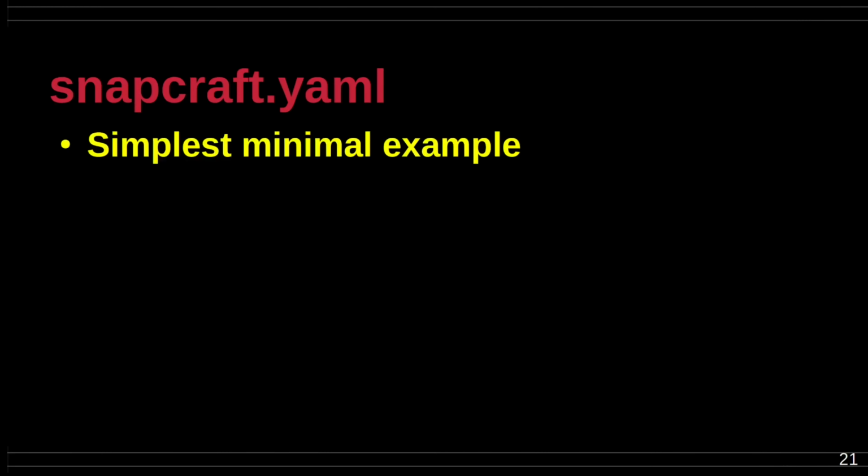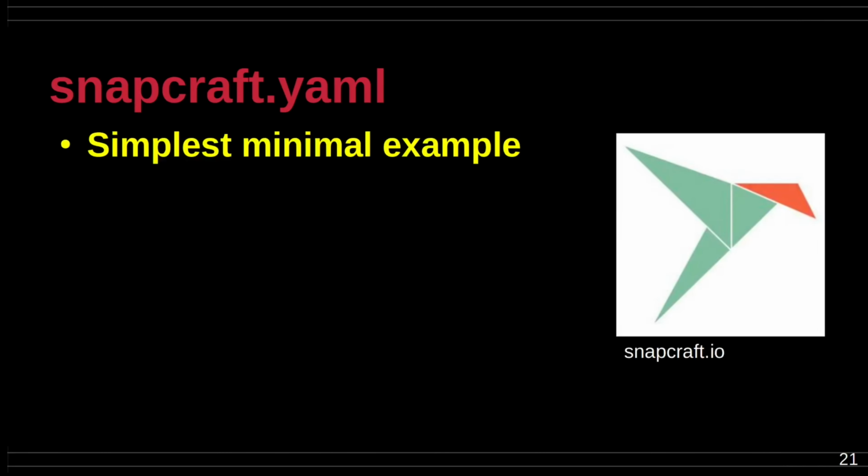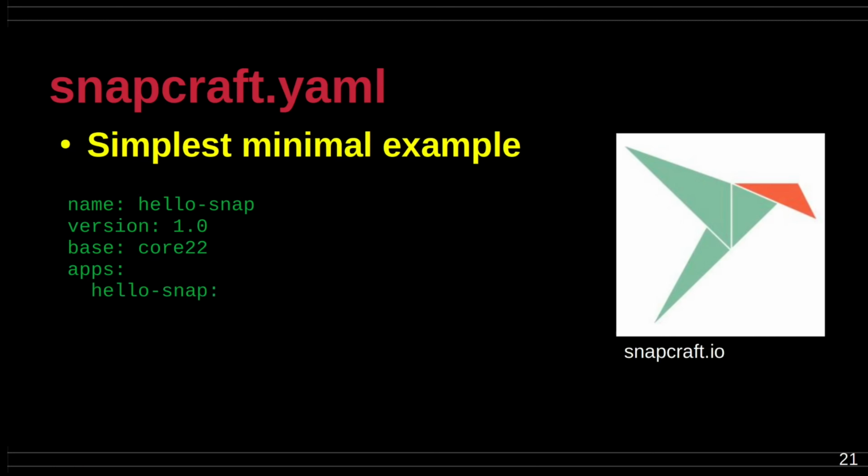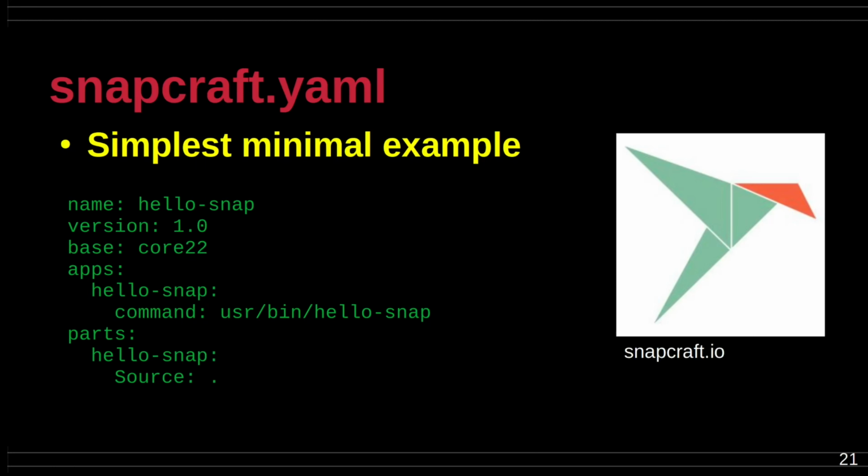Here is the snapcraft.yaml file for the Hello Snap example. Name defines the name of the snap, that is Hello Snap. Version sets the snap version identifier. Base specifies the base Ubuntu Core image. We are using Core 22.